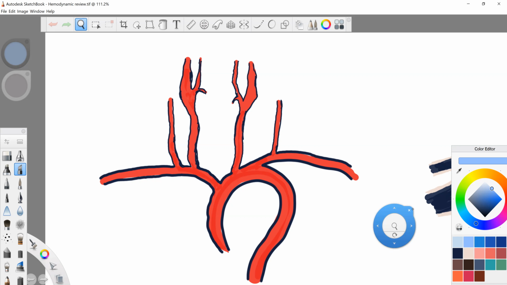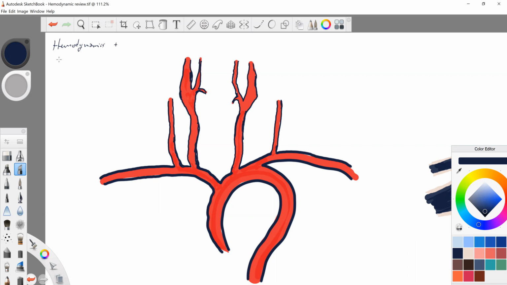So this is really a bit of hemodynamics, and specifically the carotid exam.